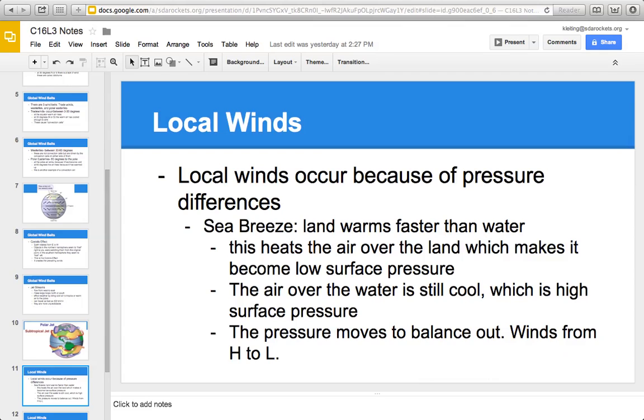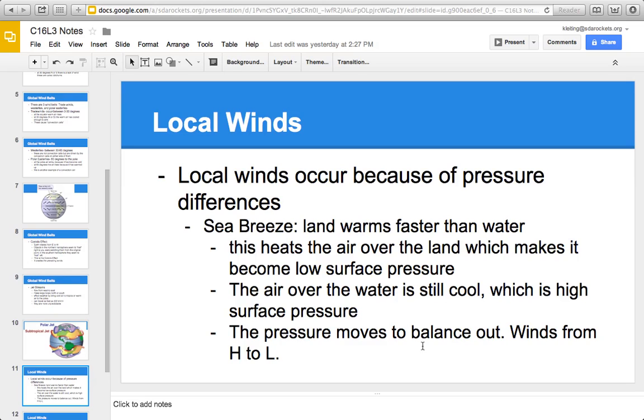Local winds occur because of pressure differences, just like other winds. The sea breeze happens when land warms faster than water. This is an important thing to remember. Land warms faster than water. This heats the air over the land, which makes it become low surface pressure, because we like to think that warm air rises. So if the warm air is rising, there's not as much pressure on the surface. The air over the water is still cool, so this leads to a high surface pressure.